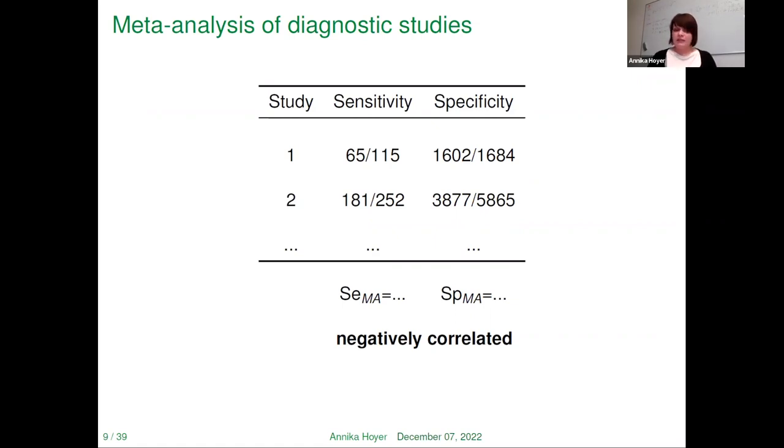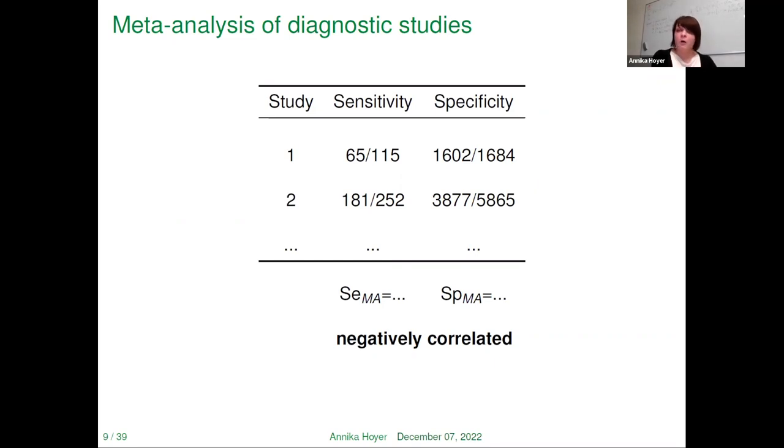Compared to intervention studies, this is somewhat complicated because in intervention studies, you have only one primary outcome. You have one odds ratio per study that should be pooled. In diagnostic tests or diagnostic accuracy studies, we have two outcomes. Two co-primary outcomes of sensitivity and specificity. So we aim to pool both of them. And that means we have at least a so-called bivariate, a two-dimensional model that should be used.